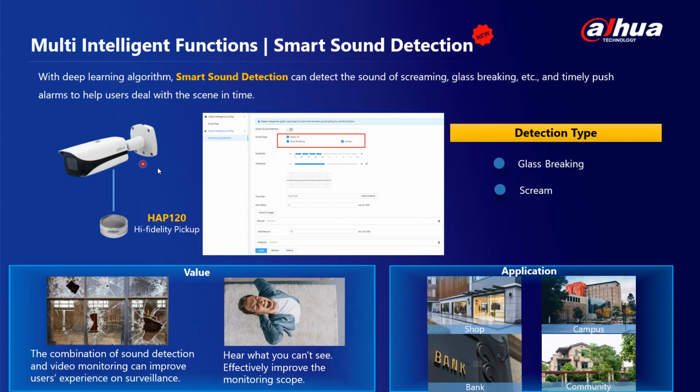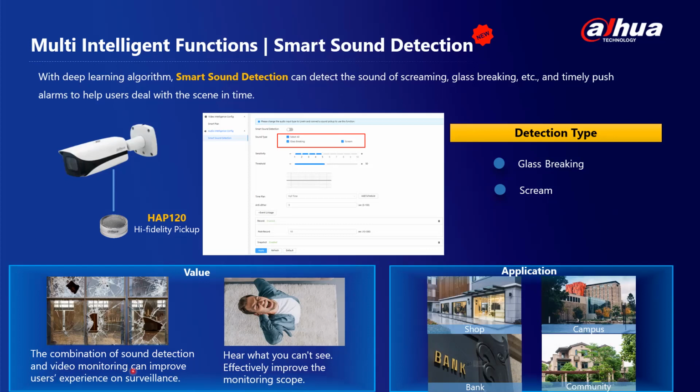This uses a high fidelity pickup speaker to ensure that it can pick up the audio sounds from the environment where the camera is. The detection types, like you've seen before, are glass breaking or the screaming of individuals. Combining sound detection and video monitoring can improve the user's experience on surveillance levels. With people screaming, you can hear what you can't see, and effectively improve the monitoring scope of the environment.